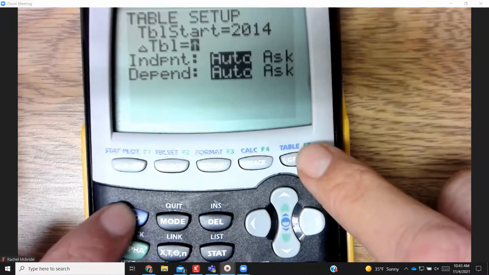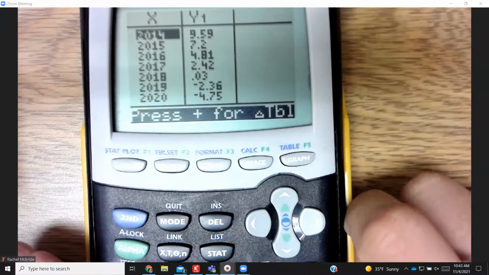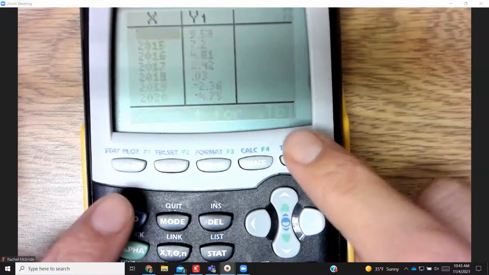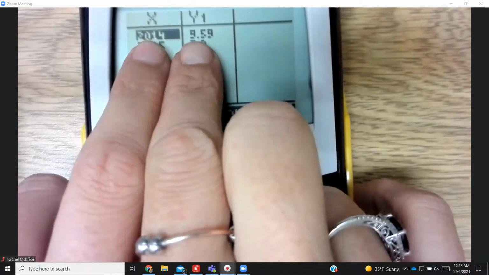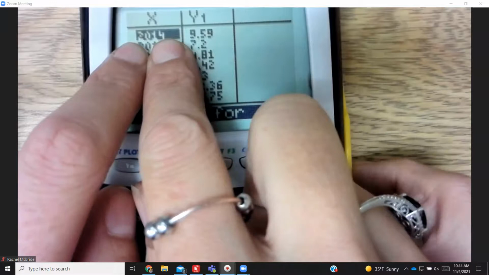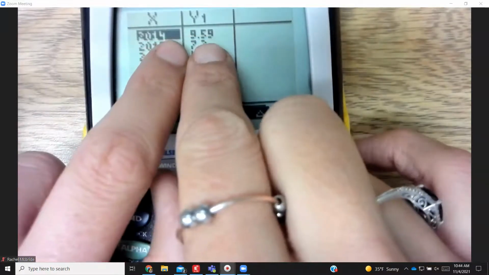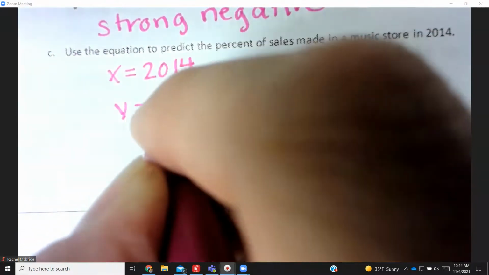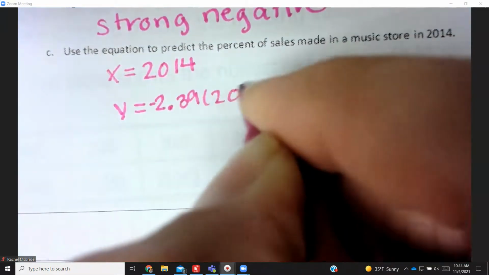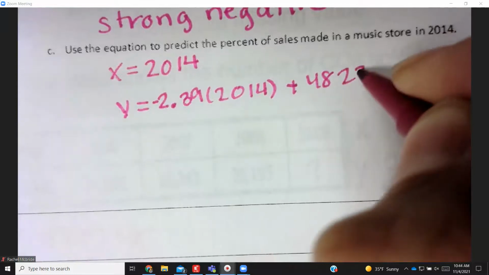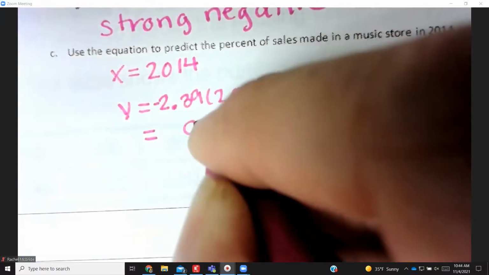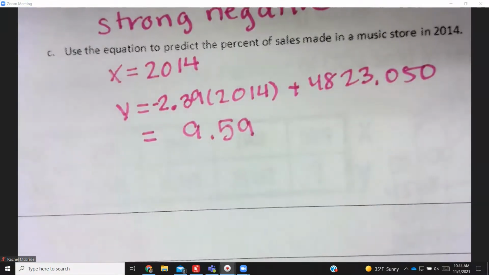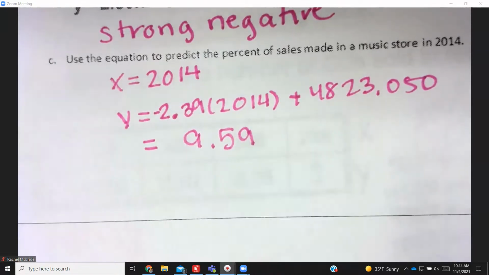And then hit the word second and graph again to get back to the table. So what that means is your calculator plugged 2014 in to the equation, and that's the answer. So what that means for part C is that when x equals 2014, y equals negative 2.39 times 2014 plus 4823.050 equals 9.59. So instead of making you type all that out, your calculator gave it to you.